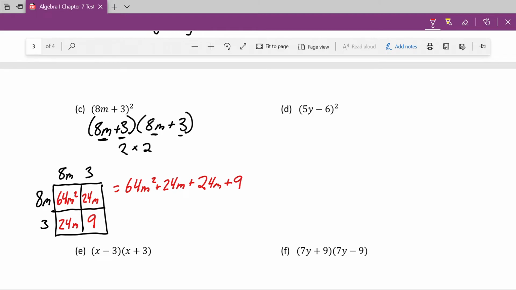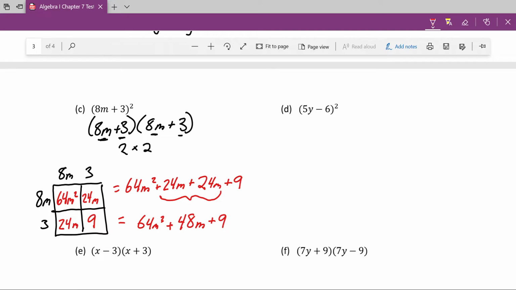The last thing we have to do is make sure that any like terms get combined. We know that 24m and 24m will combine. So 64m squared is going to stay. 24m plus 24m is 48m plus 9. That's it. We're done. That's all 10C had to offer. All right, let's go ahead and do 10D.